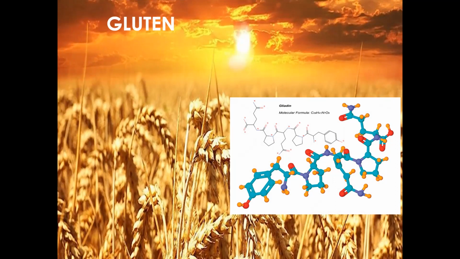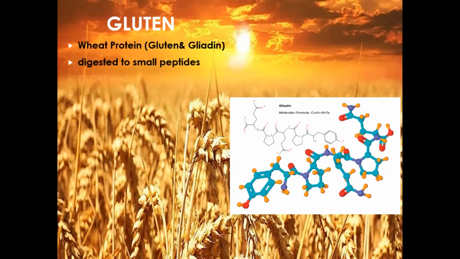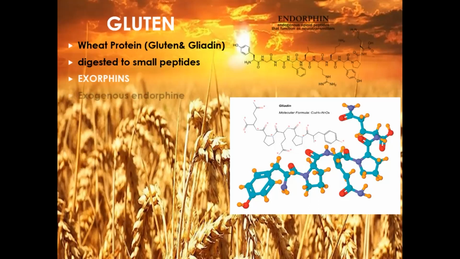So it's an exogenous, and it's digested into pieces, into individual amino acids. So it's called an exorphin, so an exogenous morphine. And there's the endorphin. These two look much more alike.